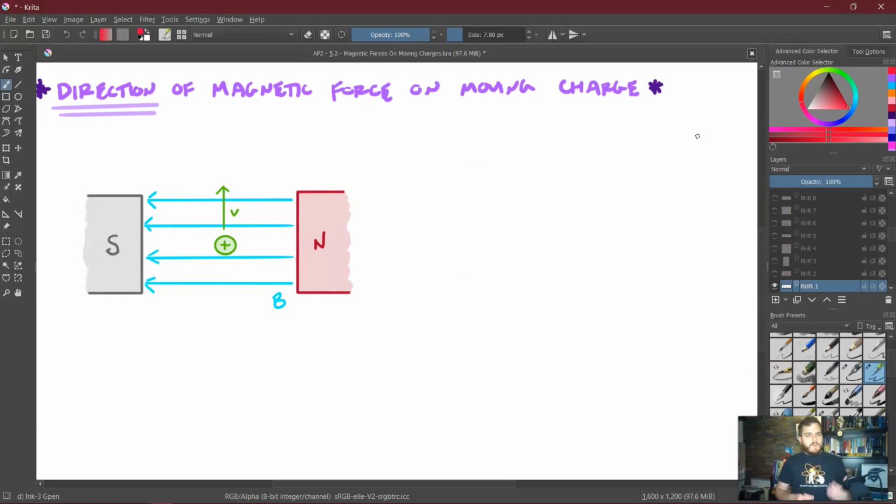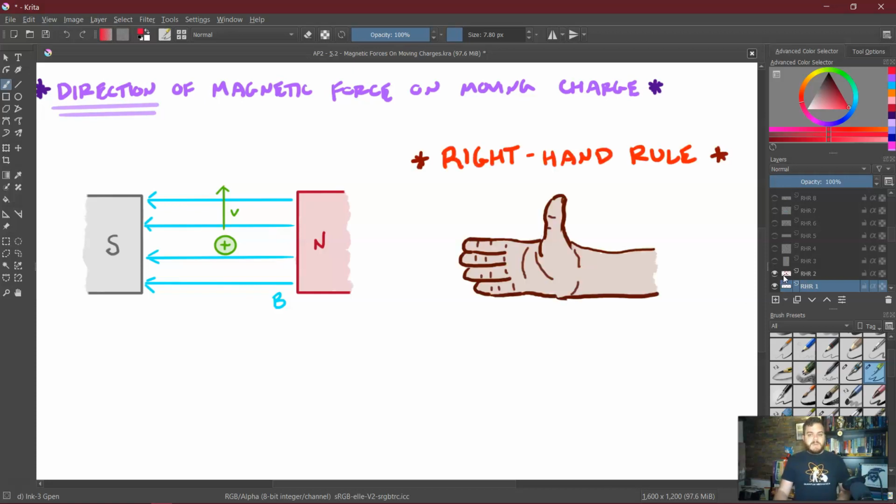But how do we determine the direction of the magnetic force on a moving charge? Well, let's look at, once again, this scenario here. I've got two poles, north and south. The magnetic field is going to the left because field lines go from north to south. And let's say this particular charge, a positive charge, is moving upward through the field. And the question is, okay, what is the direction of the force on this charge? Because it's moving perpendicular, there will be a magnetic force.